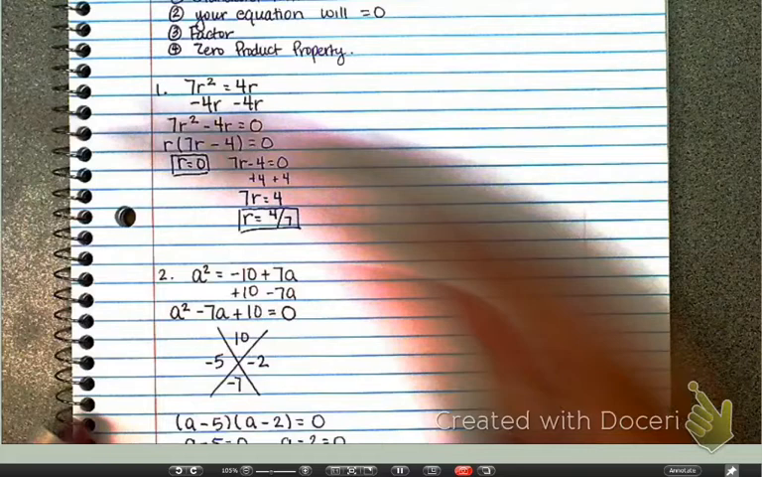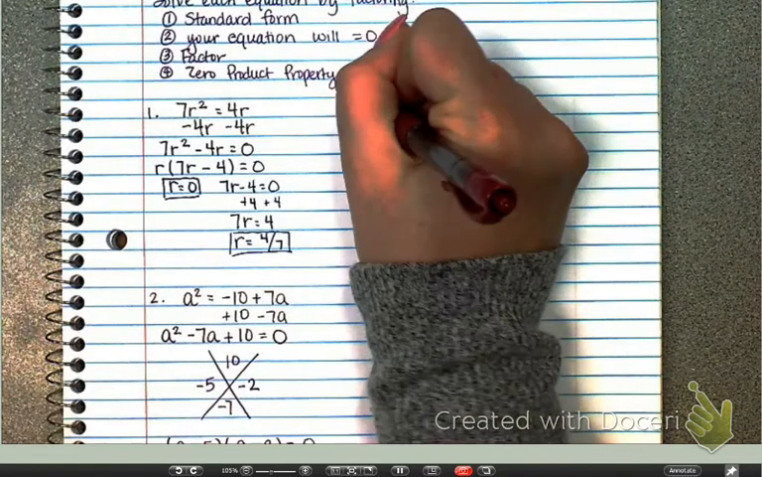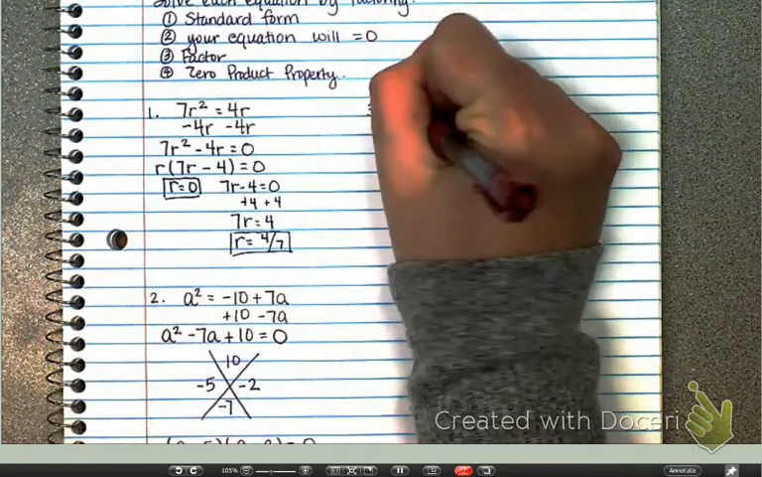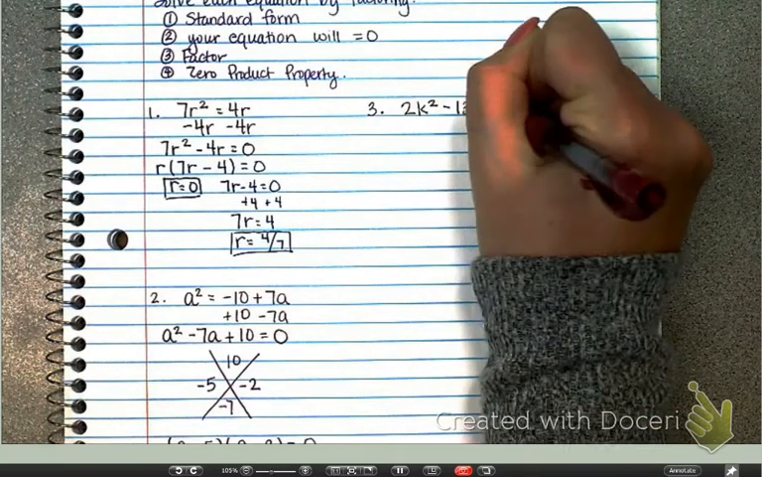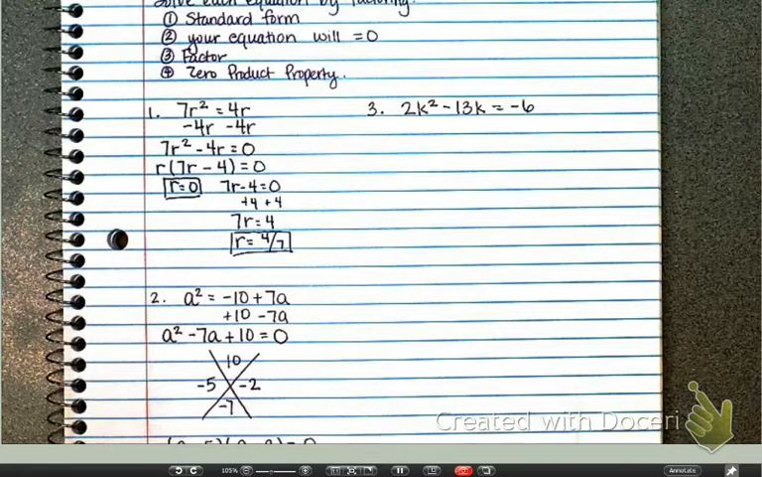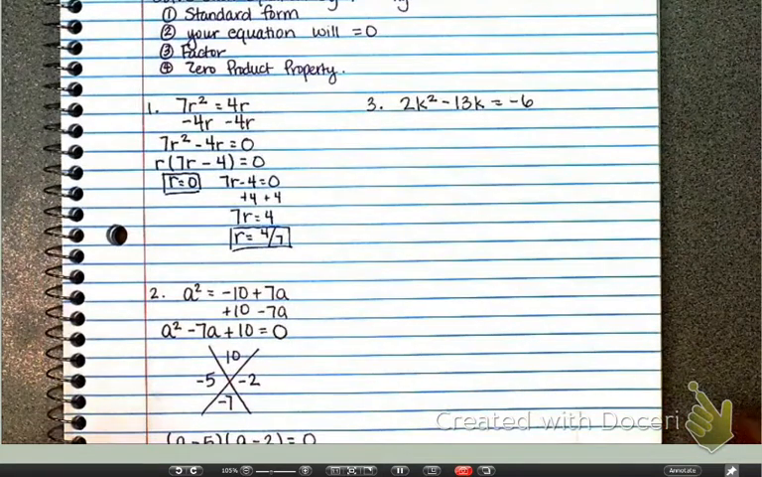So let's see how you do. I would like you to try 2k squared minus 13k equals negative 6. Okay, so let's see how far you can get. 2k squared minus 13k equals negative 6.